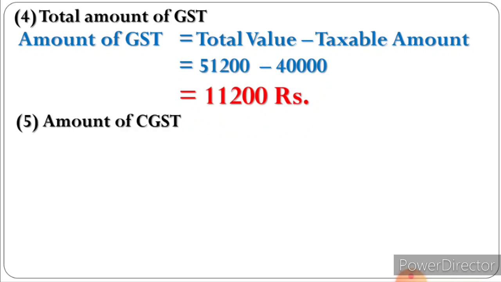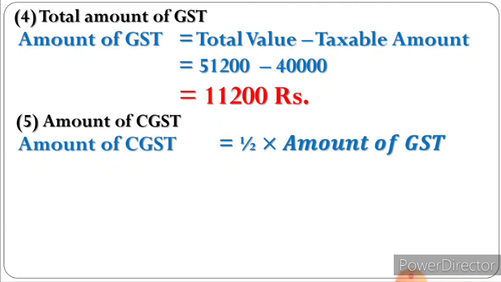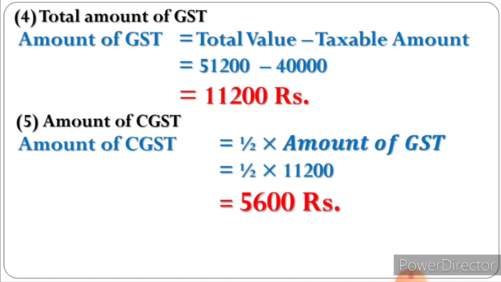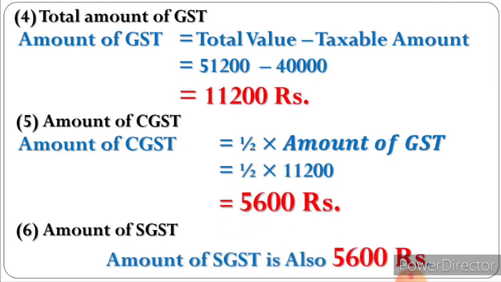So your fifth question is the amount of CGST. The amount of CGST is half of the amount of GST. Half of 11,200 is 5,600 rupees. As the amount of CGST is 5,600 rupees, the amount of SGST will also be 5,600 rupees. So in both questions, we have learned how to find the taxable value. We have learned how to find out the amount of CGST and SGST from GST.